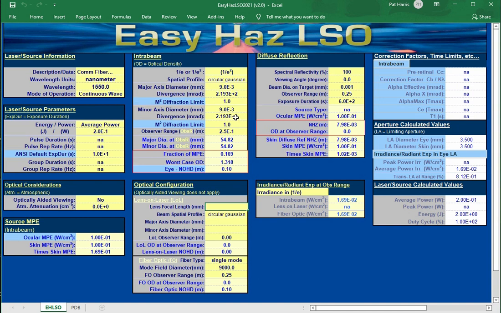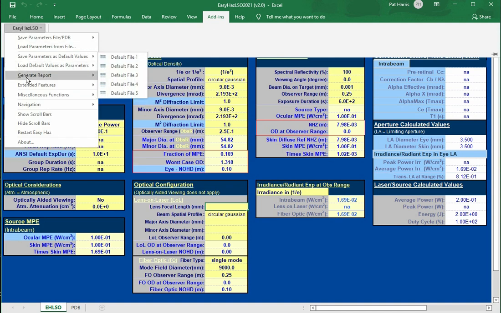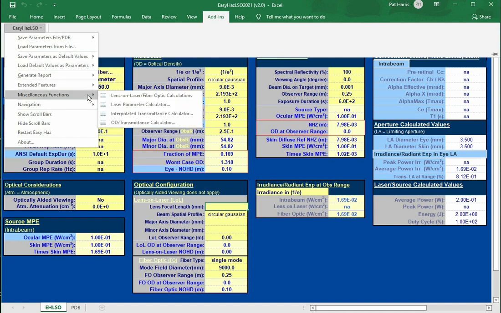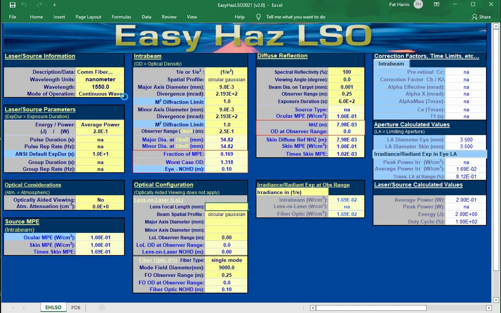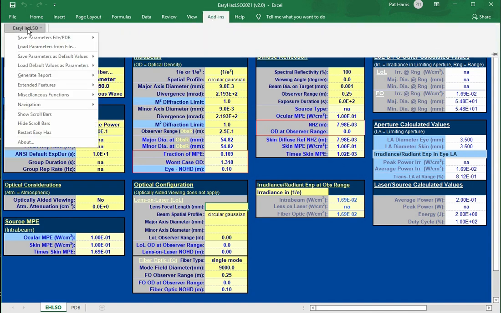Something else I might mention here, I'm just going to go up to the menu. I'm going to come over here. I'm going to look at miscellaneous functions, and I'm going to say I'd like to look at lens on laser and fiber optic calculations, and you'll notice this switches over here and it gives you the irradiance at range. This is the irradiance at range, and this is the major and minor diameter of the beam at range for the fiber optic stuff. So you can get lens on laser and fiber optic information over here. Just thought I'd point that out while we were sitting here.